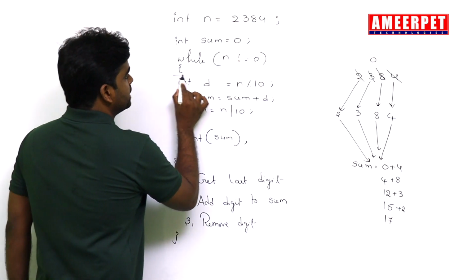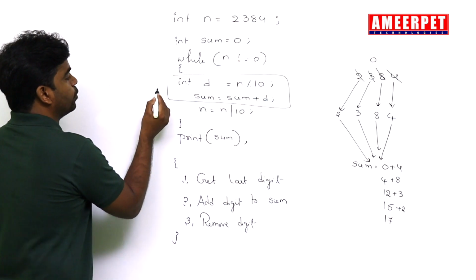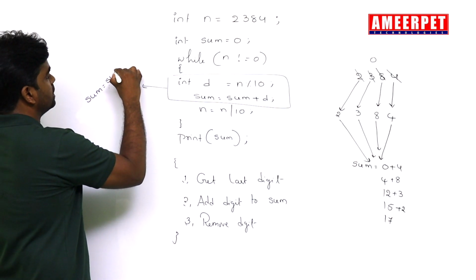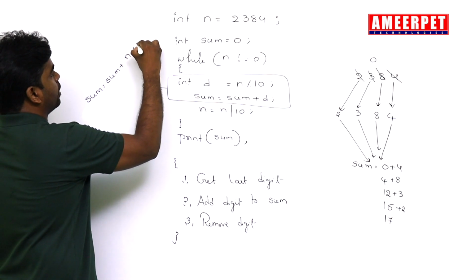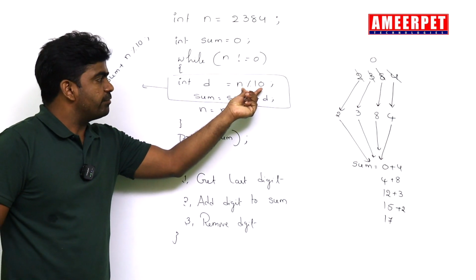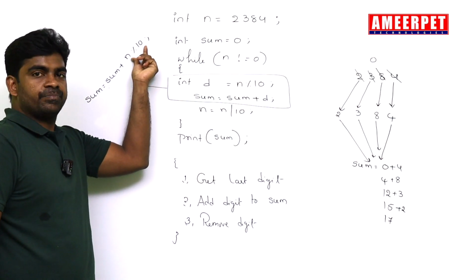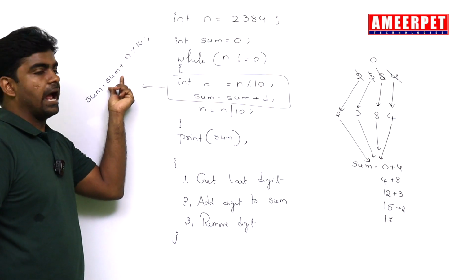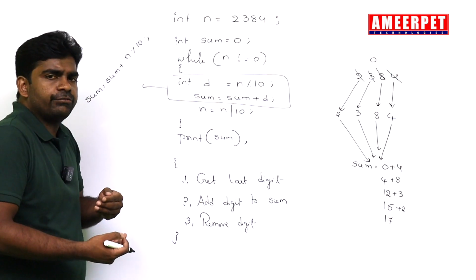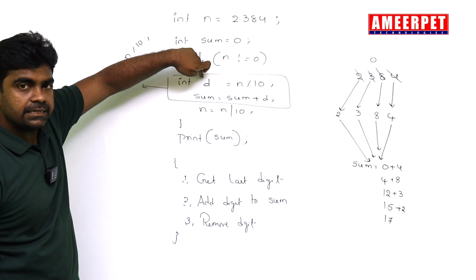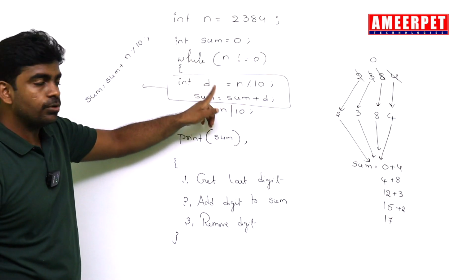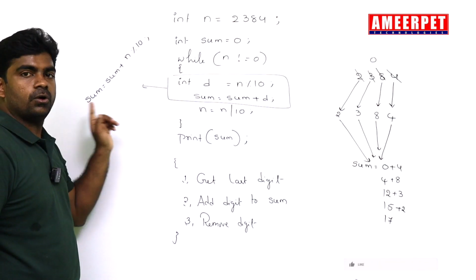And here, instead of writing these two lines of code, simply you can write like this. Sum equals sum plus n mod 10. Instead of writing the code in two lines, by performing that n mod 10 operation, that digit you are directly adding to the sum and then storing into the sum. More clearly if you want to understand, take the digit, then add to the sum, then remove. Either you can write in two lines of code or you can write in a single line also.